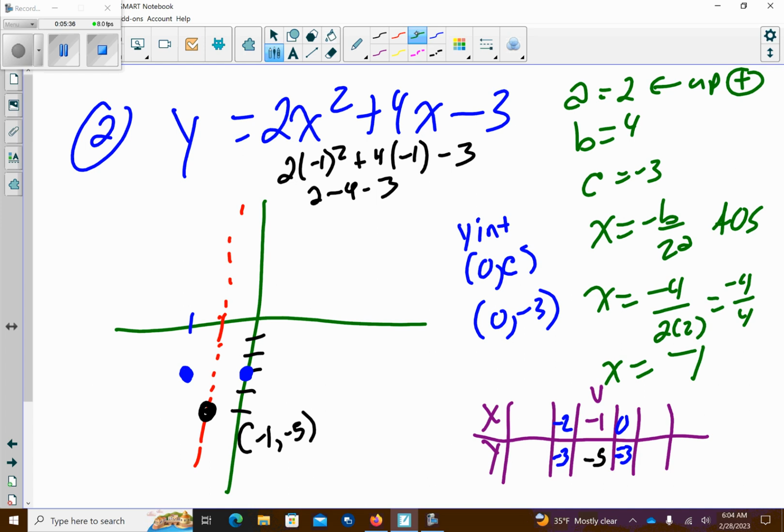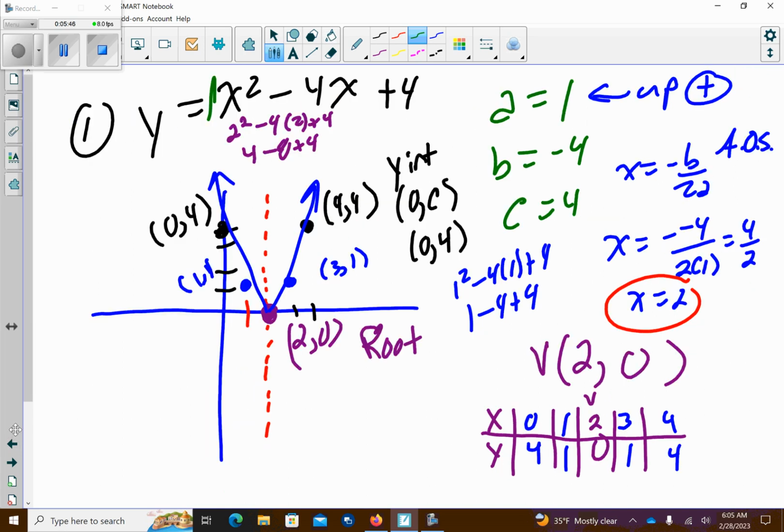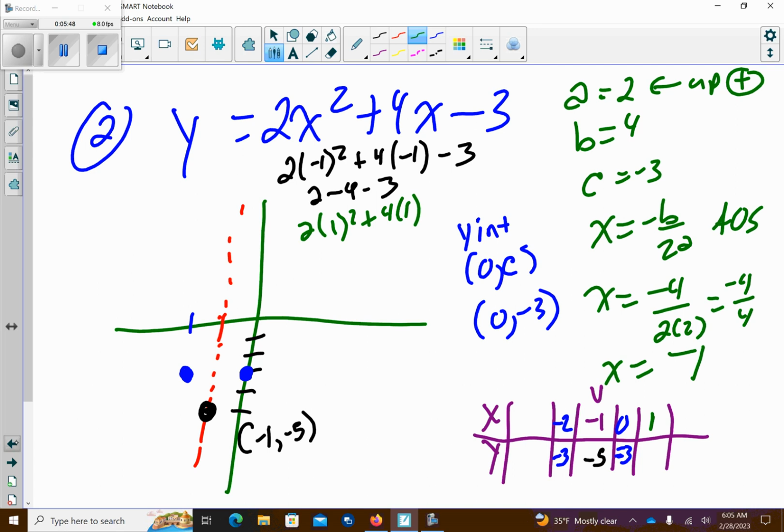So we need to pick one more value. I'm going to pick a value to the right. So I'm going to plug 1 in. Did I draw my parabola on the last problem? I had to make sure I drew my parabola on the last problem. Okay, so I'm going to plug 1 in. So 1 squared is 1. 1 times 2 is 2, plus 4 minus 3. So that's going to give me 6 minus 3, which is just going to give me 3.